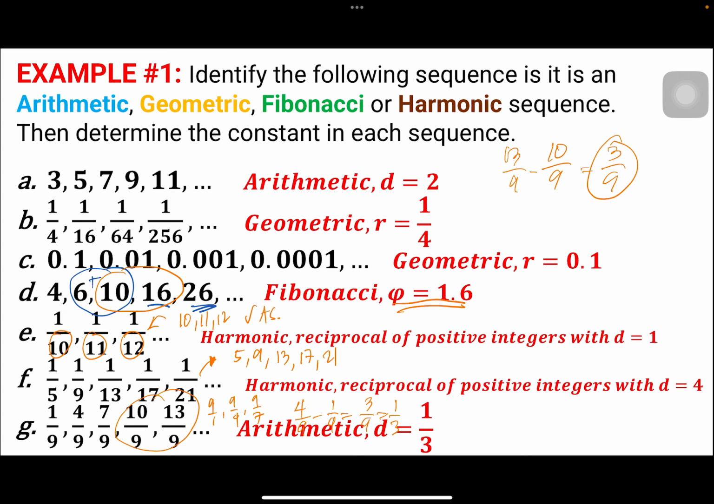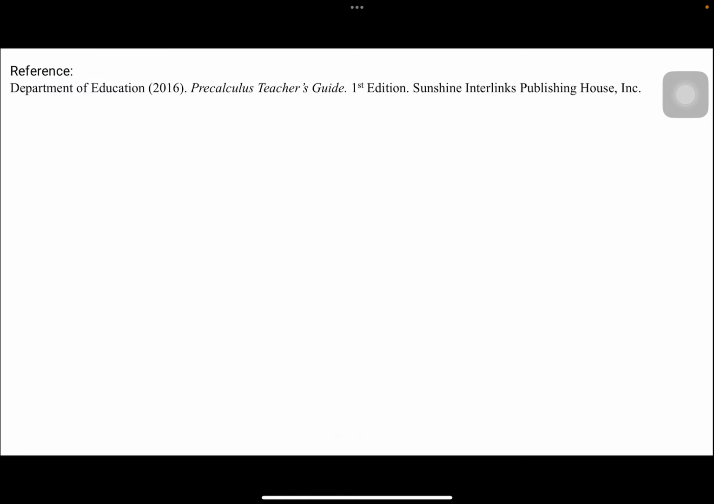Okay? So that ends our discussion today. So for your reference, I used the DepEd teacher manual, edition of 2016.